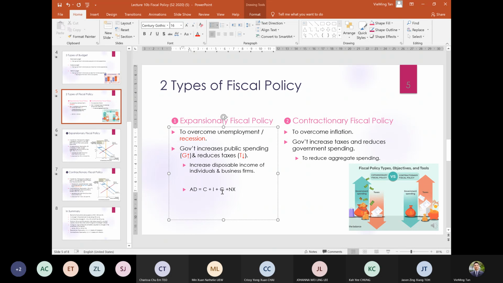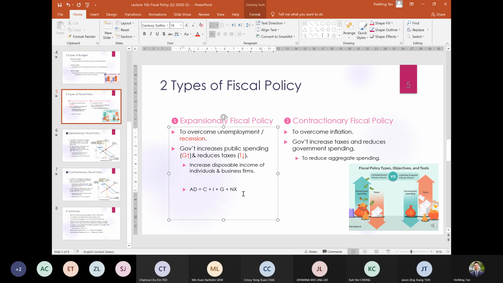Okay, so if G increases, this will increase the business activities as well. This will increase the I. So when I increases, that means more job opportunities in the economy, so more people can get employed. This also increases the consumer income. The household individual income will increase, and they'll have more money to spend. So when they spend, this will increase AD.